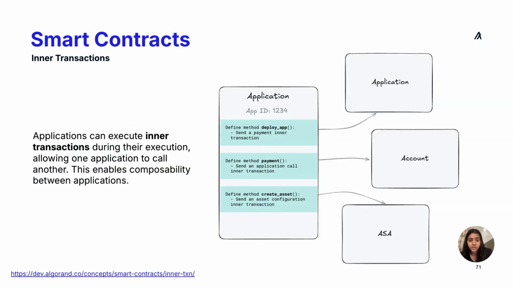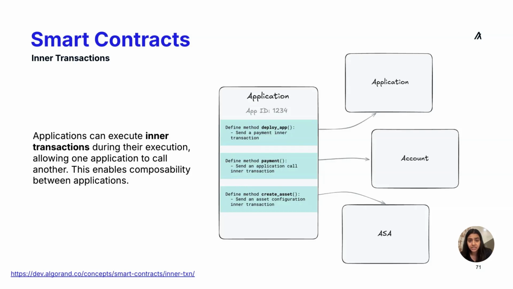Now, here's where things get really exciting. It's the inner transactions. This is what allows smart contracts to interact with each other and with the broader ecosystem. With inner transactions, your smart contract can do almost anything that a regular user can do. If you want to create a new asset, your smart contracts can do that. If you want to send payments to other accounts, your smart contract can handle that too.